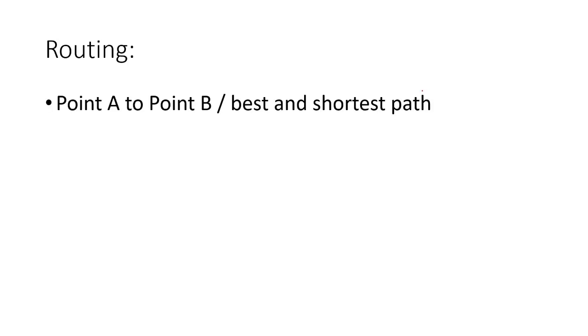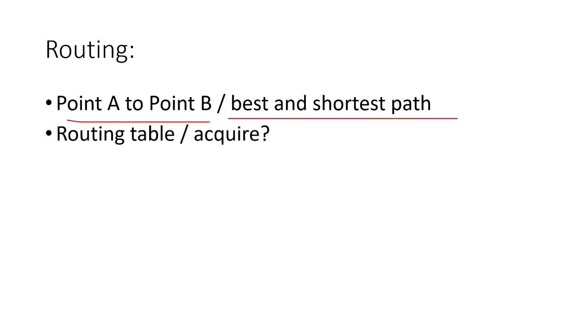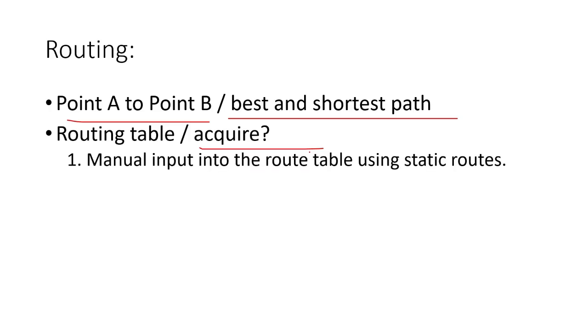When we talk about routing, it is always looking for the best and shortest path from point A to point B. This is almost always the main objective, the main purpose of a router. A router should have a routing table. But how does a router acquire a routing table? There are two processes.